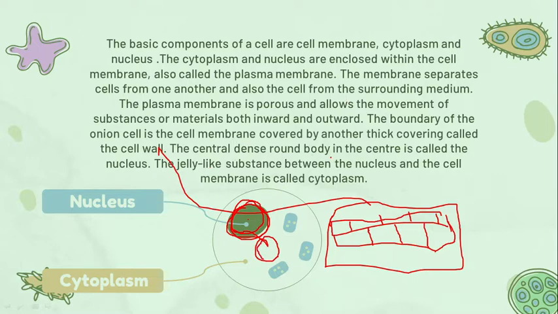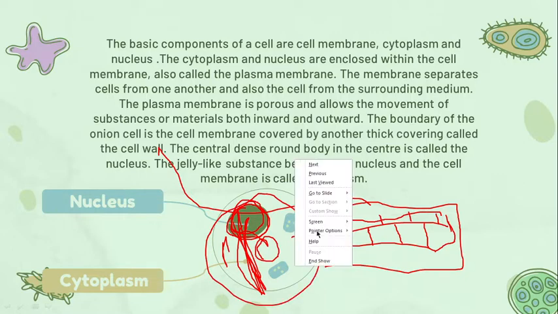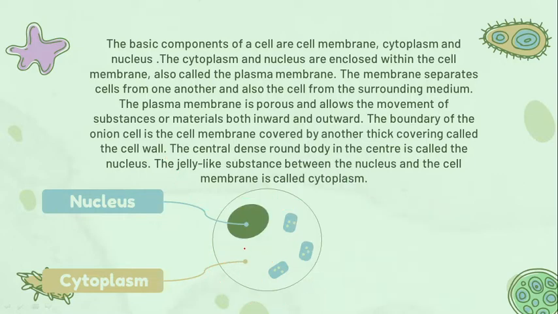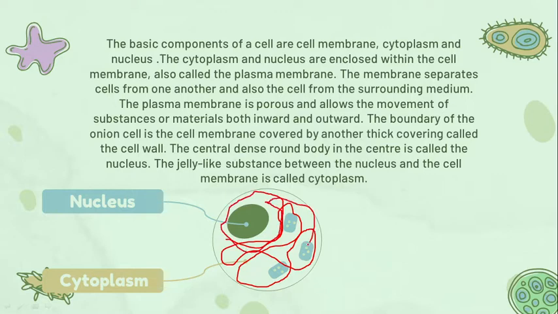The central dense round body in the center is called the nucleus. The jelly-like substance between the nucleus and the cell membrane is cytoplasm. So here, between this membrane and the nucleus, there is some white-colored substance. This white-colored space is the cytoplasm. We will learn about cytoplasm in the next topic.